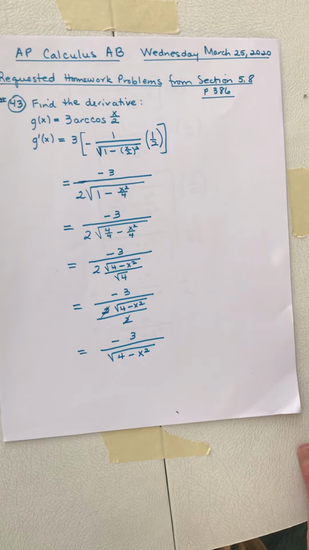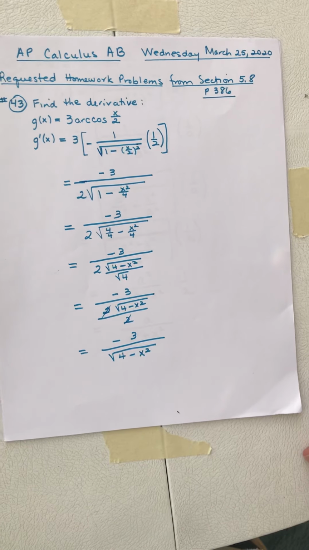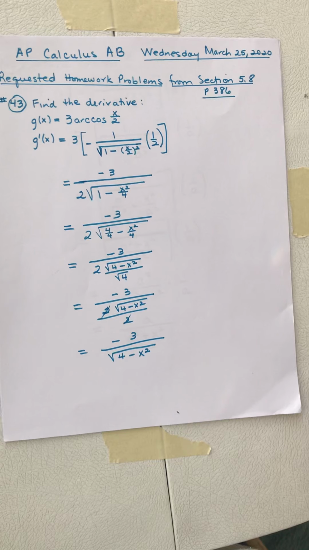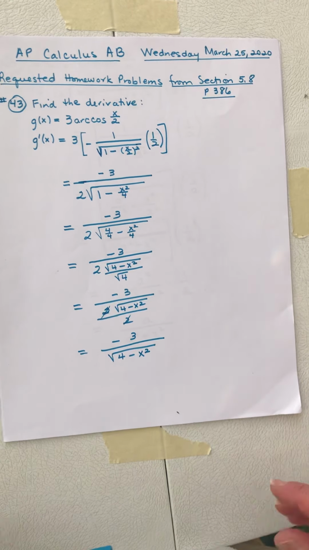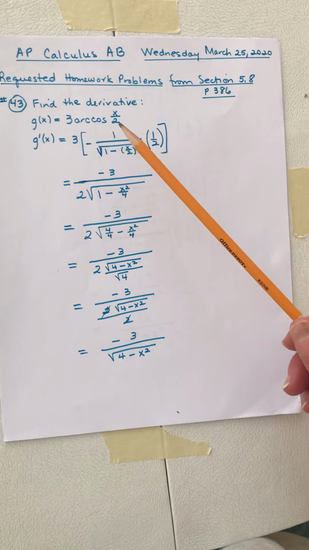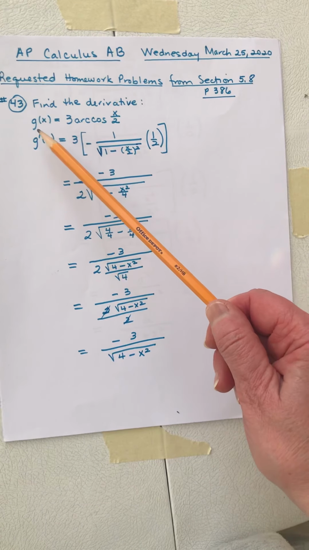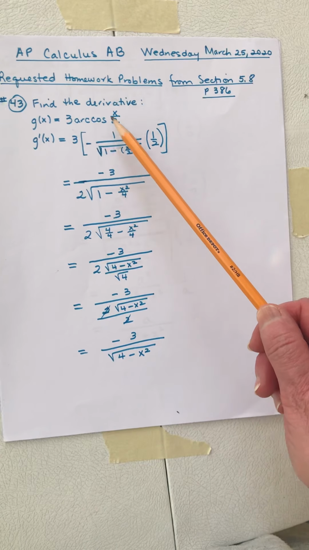Today is Wednesday, March 25th, and I have some requested homework problems to work out for you from section 5.8, page 386. One that was requested was number 43, and that is to find the derivative of the inverse trig function, and that is given as g of x is equal to 3 times the arc cosine of x over 2.